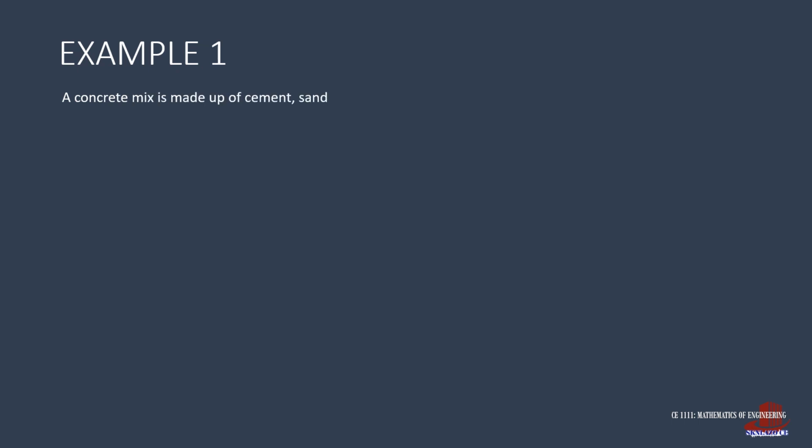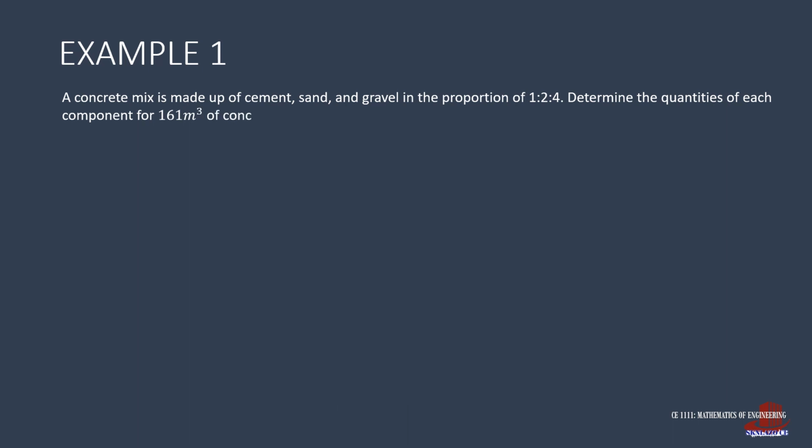For our first example, a concrete mix is made up of cement, sand, and gravel in the proportion of 1:2:4. Determine the quantities of each component for 161 cubic meters of concrete. The proportion in this example is made up of cement, sand, and gravel in the proportion of 1, 2, and 4. Since proportion is unitless, you can use this with volume or weight.